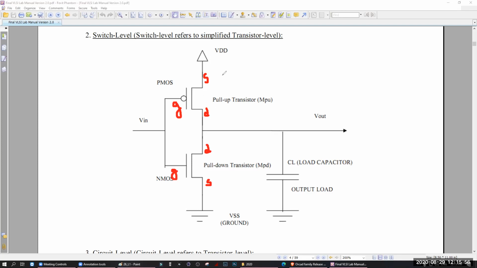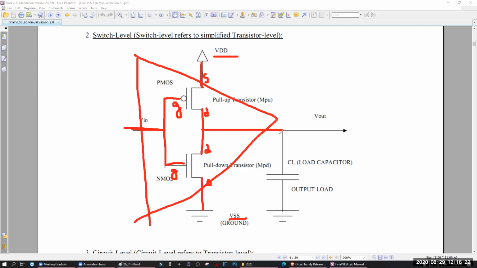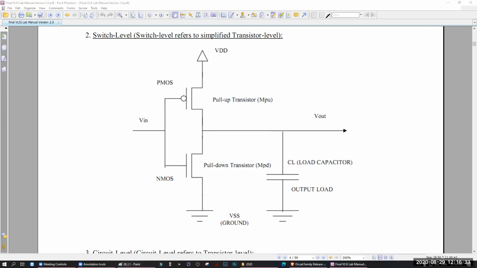Here the drains are connected like this, and their gates are connected like that. The PMOS source will take the VDD, that means the voltage, and the NMOS source will take the ground. Their combined gate is the input, their combined drain is the output. That's it. So this is actually a very big NOT gate. You have one output, one input, one power, one ground. That's it. Understood? So this is the switch level.